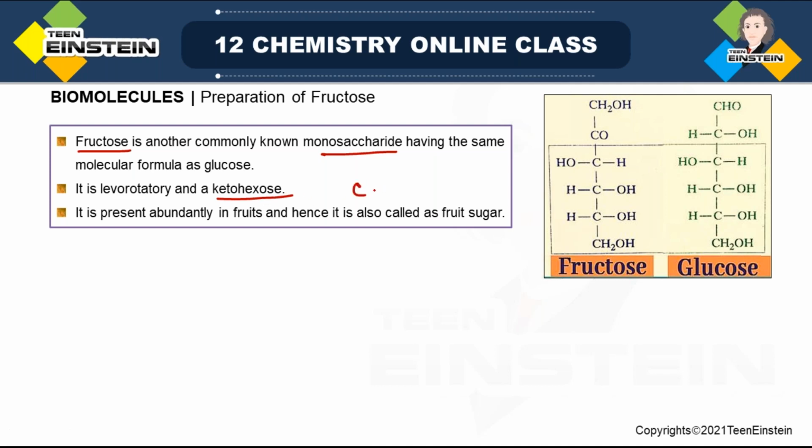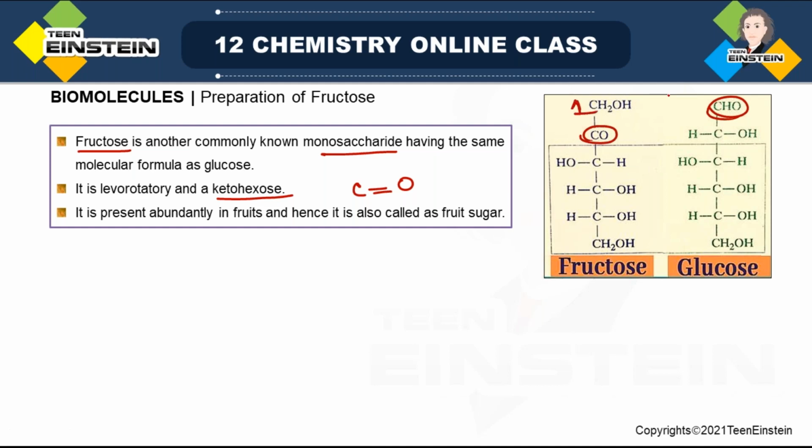Ketohexose means, in glucose, what you have seen, the aldehyde group is present, the green color in the right hand side picture. But now there will be a C double bond O. And C double bond O cannot remain in the terminal position. On both sides there must be some alkyl group. So that is why now its position is here.